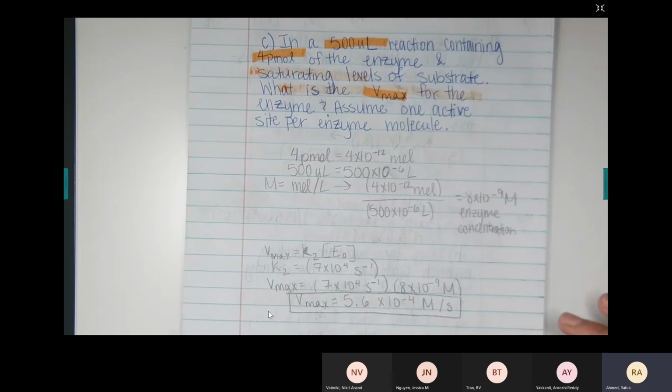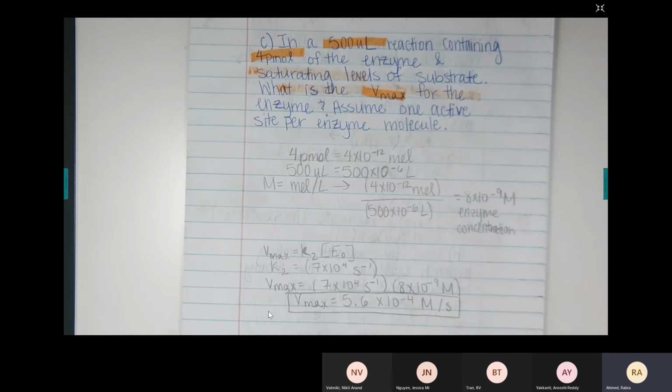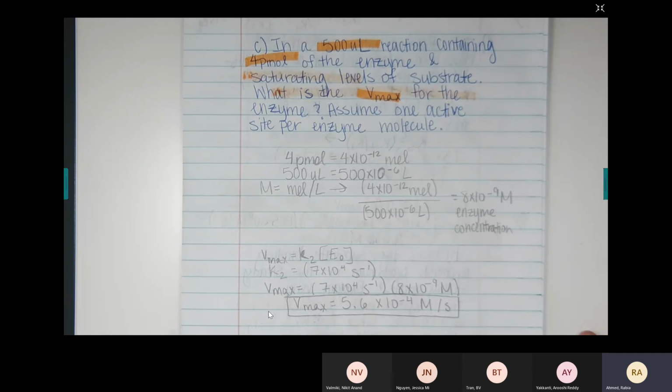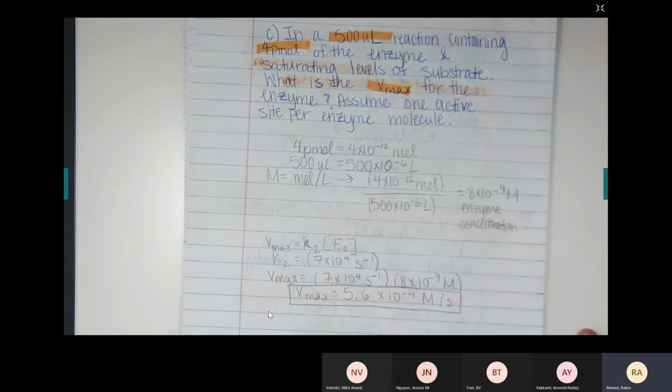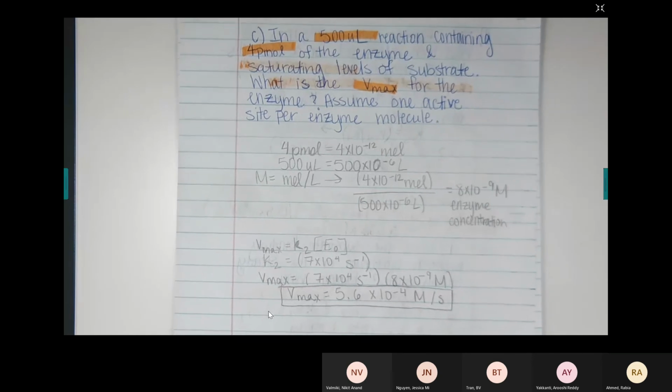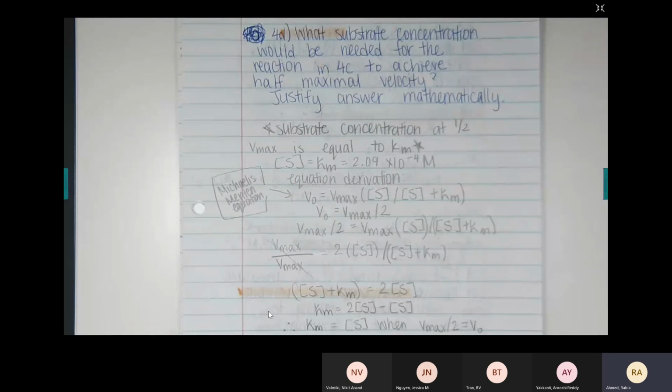As a hint, Vmax is basically the maximum velocity, and velocity units are molar over seconds. In Michaelis-Menten, they're always going to be molar per second, or it could be millimolar per second. But just plug and chug here to get to the Vmax. Does that make sense? I'm going to move on if no one has questions.